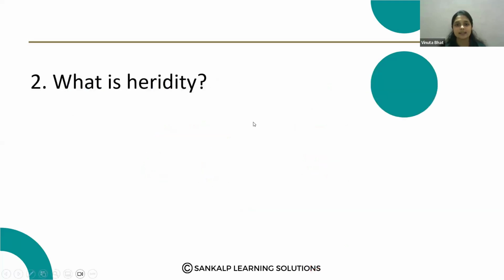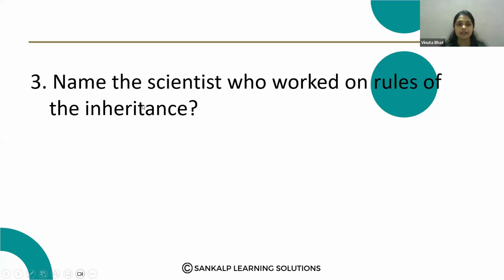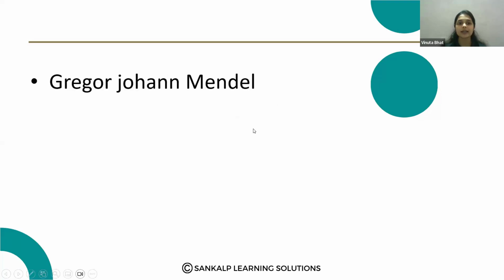What is heredity? Second question, what is heredity? Heredity is the transmission of characters from parents to the offspring. So the transmission of characters from parents to the offspring is called heredity. Next question. Name the scientist who worked on rules of inheritance. That is Gregor Johann Mendel. The scientist name is Gregor Johann Mendel.